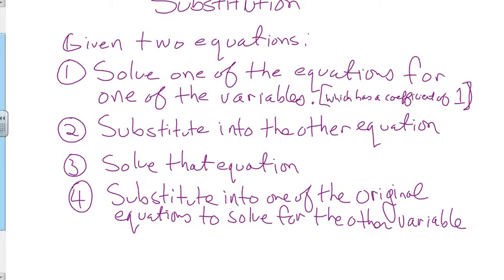If all you see is, oh, equation 1 has a single x and everything else has numbers, then I'm going to solve for x. You substitute it into the other equation, you solve that equation, you substitute back into one of the original equations to solve for the other variable, and then you state your solution.